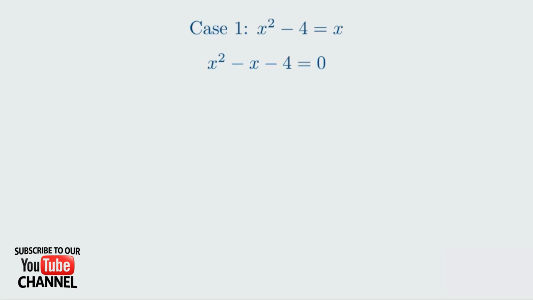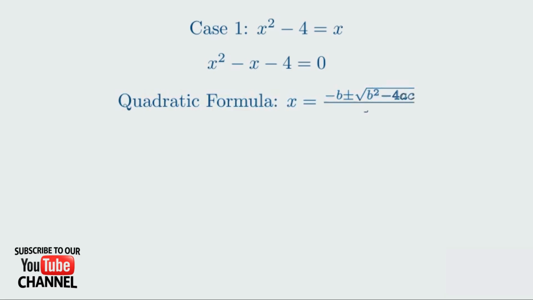Notice that this one is not easy to factor. In such cases, we turn to the quadratic formula. Remember, the formula is negative b plus or minus the square root of b squared minus 4ac all over 2a. For our equation, a is 1, b is negative 1, and c is negative 4. Let's substitute these values into the formula.